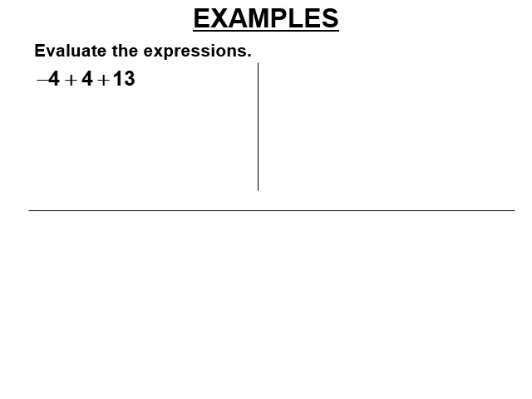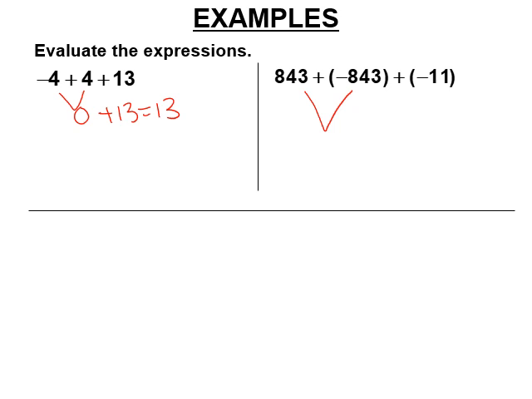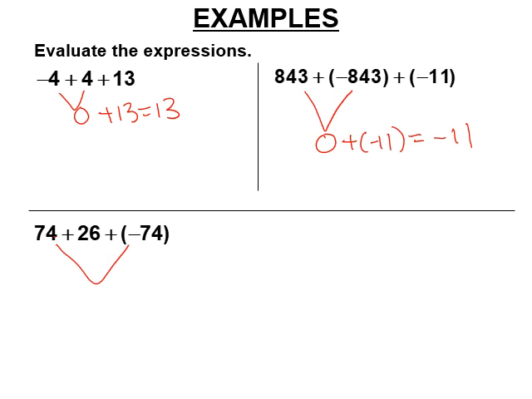So if you understand what we just learned, this problem is easy. -4 plus 4 is 0, so 0 plus 13 is 13. Keep going. 843 and negative 843 are opposites, so they add up to 0. And 0 plus negative 11, I think, is negative 11. Opposites don't have to be next to each other. So 74 and negative 74 add up to 0. 0 plus 26 is 26.